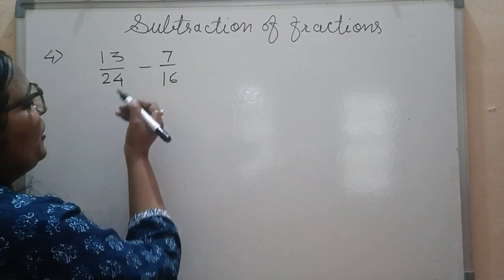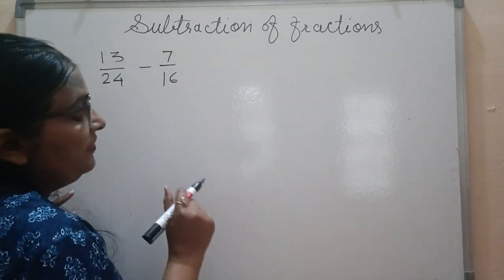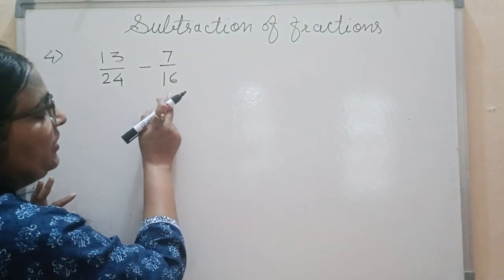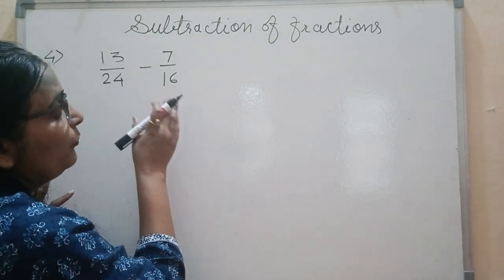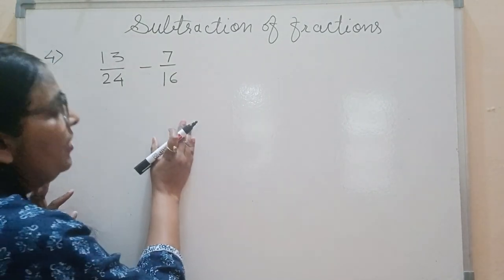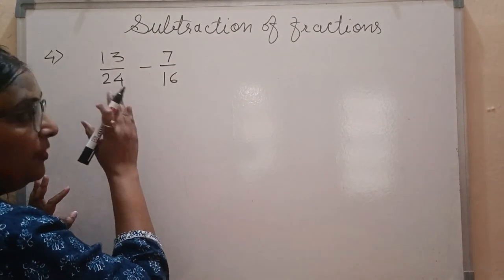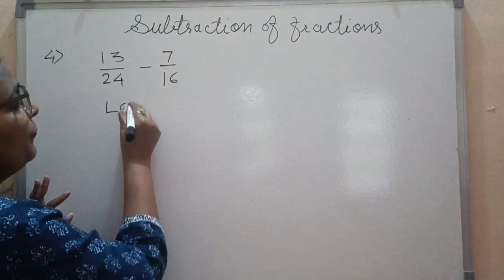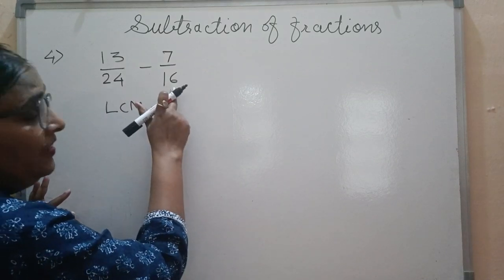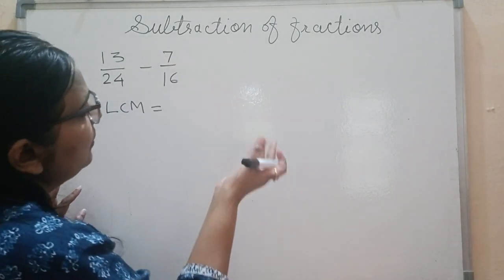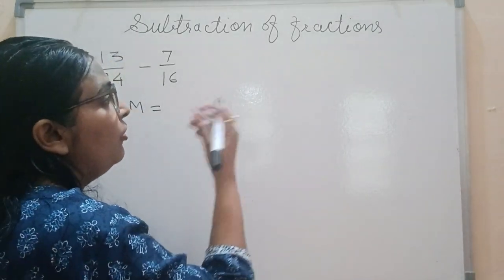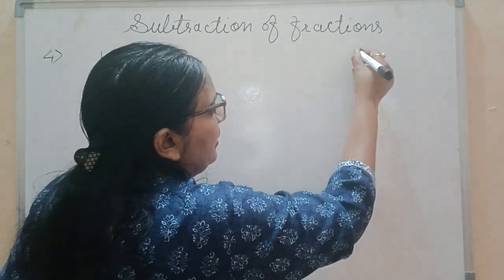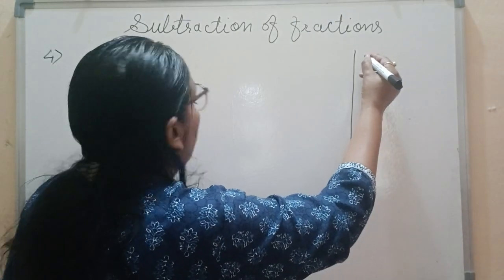Next, 13 by 24 minus 7 by 16. See here denominators are different, therefore these are unlike fractions. How will we solve this subtraction? First we have to take LCM of 24 and 16. We can take this by the multiple method or prime factor method. First we will see how we can take out prime factors.